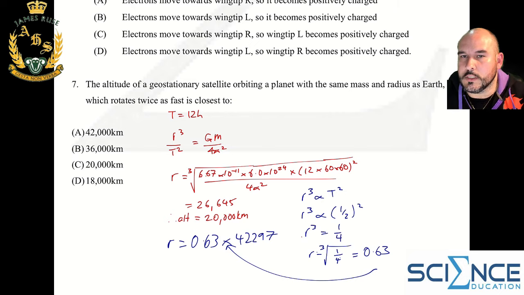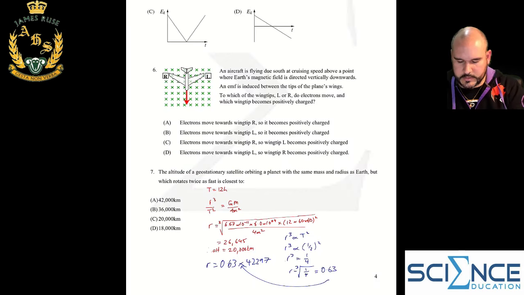We are told T is now half. So r cubed should be proportional to half squared. r cubed should be a quarter. r should therefore be the cube root of a quarter, which is 0.63. So the new value of r should be 0.63 times my orbital radius for a geostationary satellite above the Earth, 42297. Chuck it in your calculator. What do you get? 26,645, or thereabouts. So it's the same answer irrespective of which way you do it. The only way you can do it using proportionality is if you know the orbital radius for a geostationary satellite above the Earth. So that's question 7.